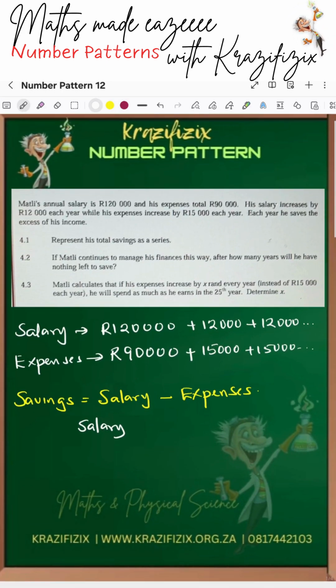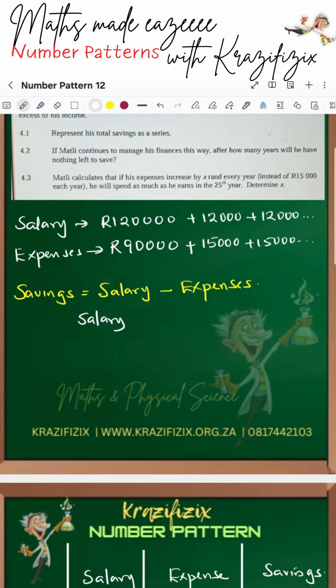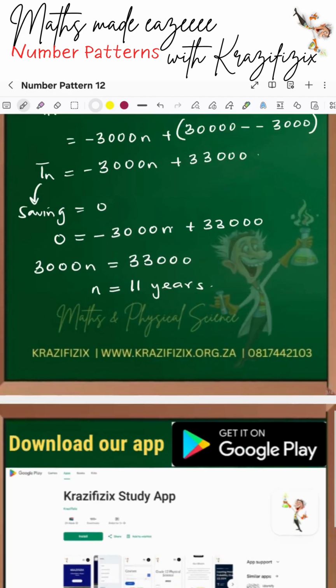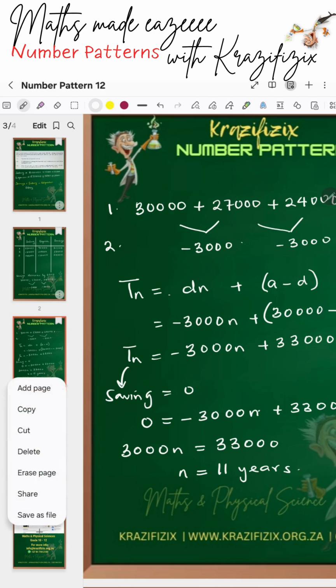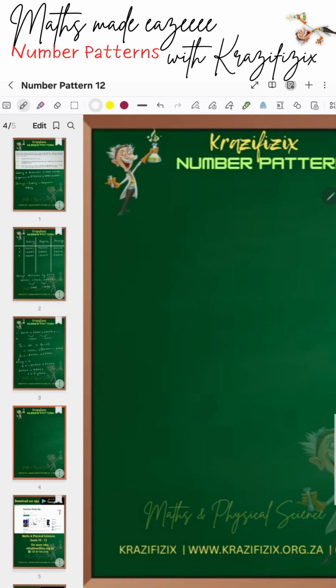Number 3. Matley calculates that if his expenses increase by X rand every year instead of 15,000, each year, he will spend as much as he earns in the 25th year. Beautiful. Determine X. Let's read again. Matley calculates that if his expenses increase by X, all right, instead of the 15,000, he will spend as much as he earns in the 25th year. Okay, let's try to create a whole new story for this. Let's get a fresh page.